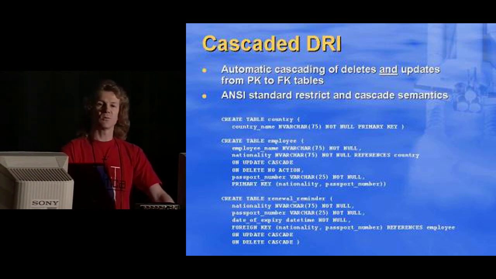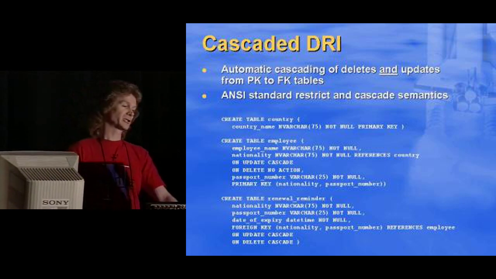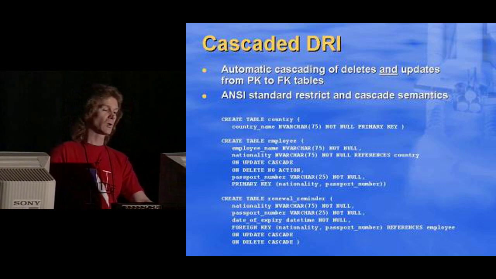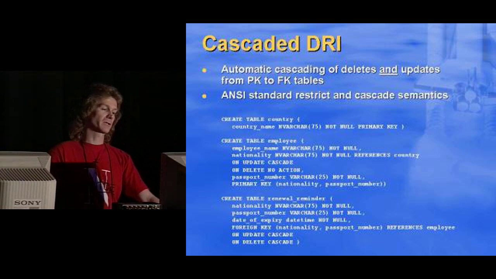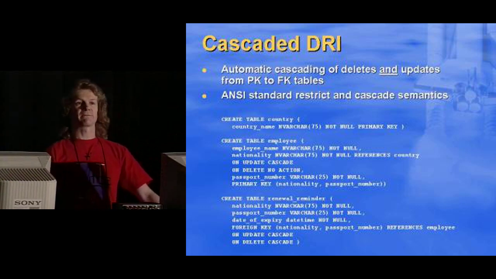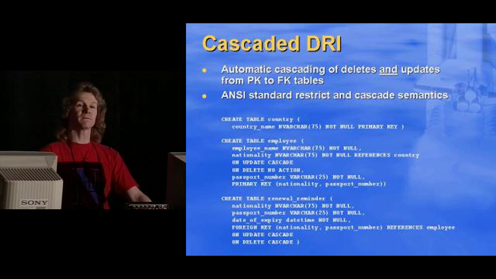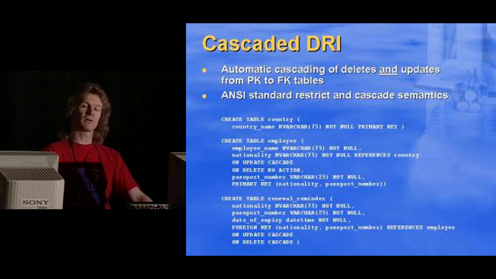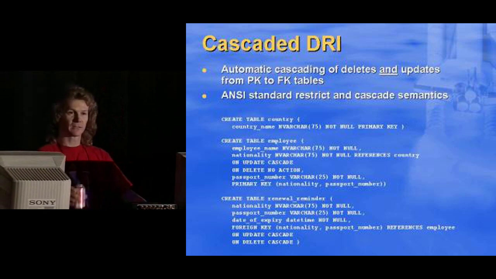I show an example at the bottom of this slide. You'll see the first table declaration is for country. The second table definition is for employee. And notice employee has a nationality that references back to country. It's a foreign key for country. Third table definition, that of renewal reminder at the bottom, has a different form of referential integrity. Notice the foreign key is declared there instead of being with each field. It's declared at the bottom of the table definition and shows 2 fields referencing back into employee.